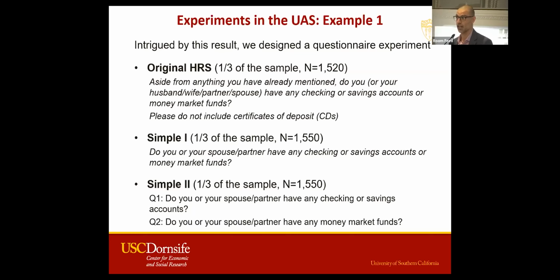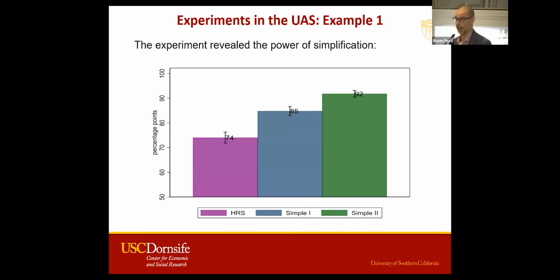One third got the original HRS question, one third got the simplification that I just showed you, and another third got a further simplification where we separate the question about checking and savings from money market accounts. And the results are striking. For those who got the original HRS question, bank account ownership was 74%. For those who got simplified version number 1, 85%. And among those who got the further simplified question, it is 92%, which is really at the population benchmark.